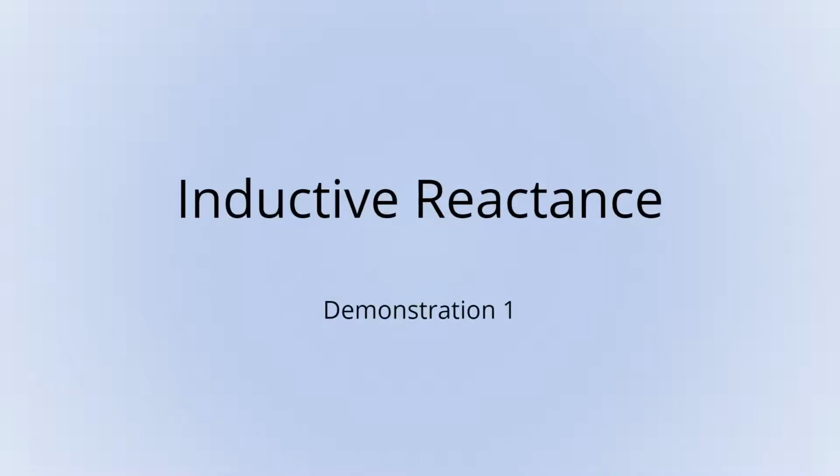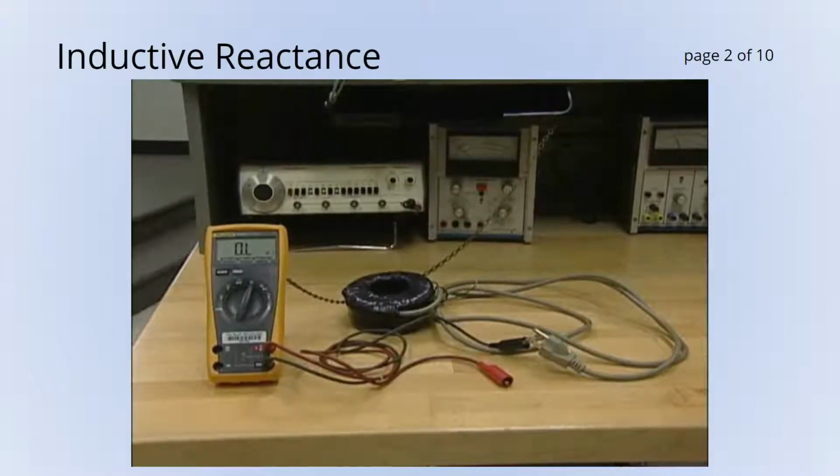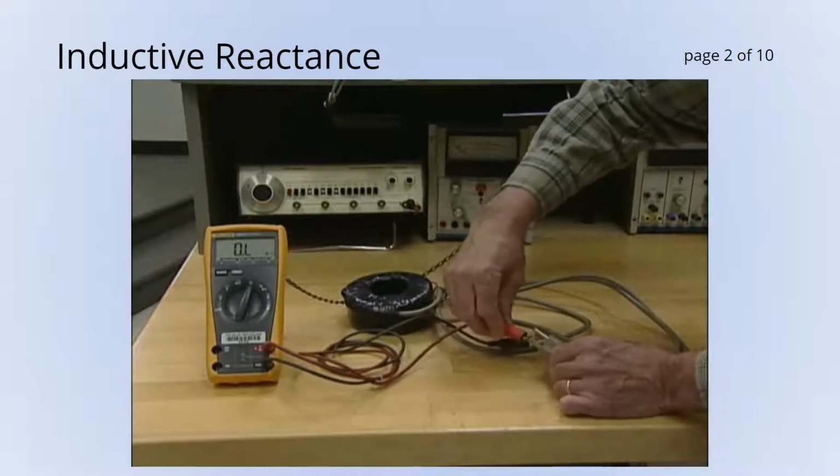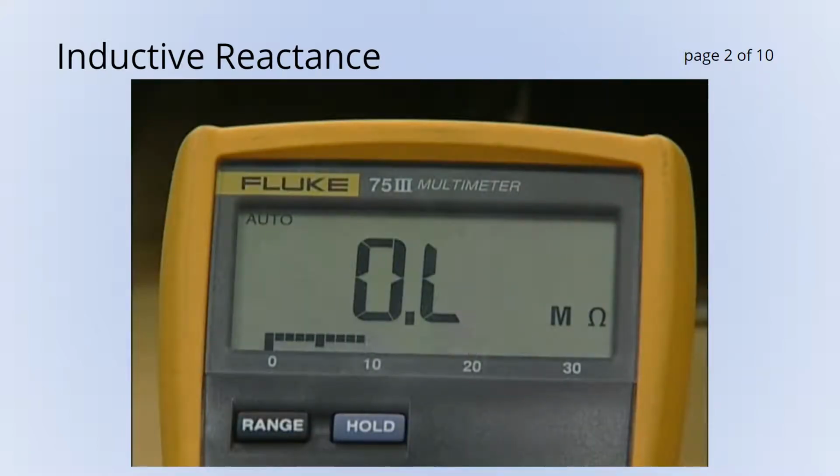Inductive reactance. This ring consists of a wire coil. The only pure resistance is the copper wire itself, which is only 8.5 ohms.